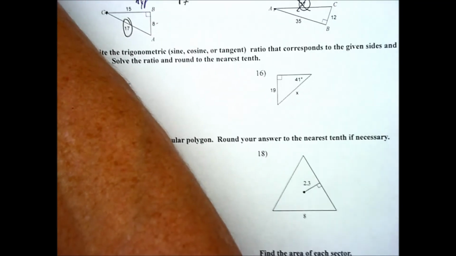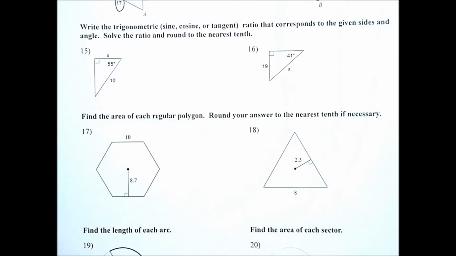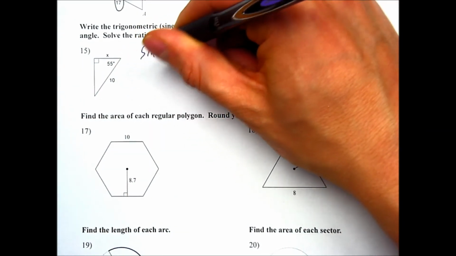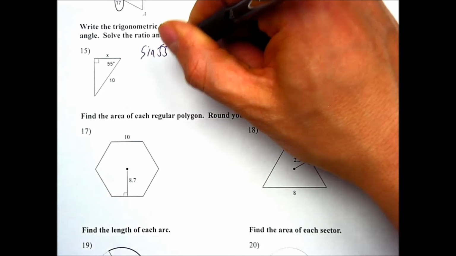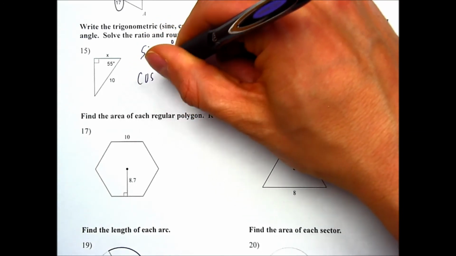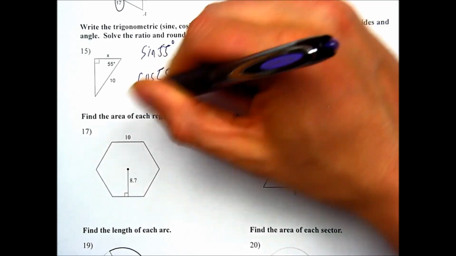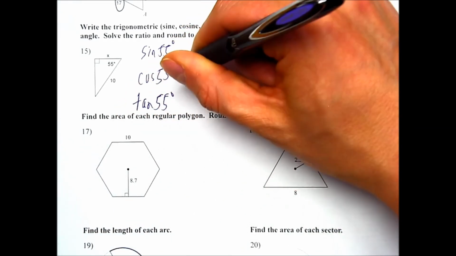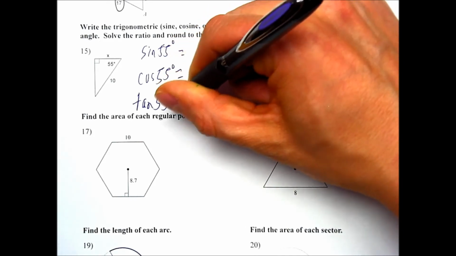All right, next one, question 15. Here we're looking at, again, sine, cosine, and tangent, just looking at a different aspect of it. So the sine of 55, cosine of 55, and the tangent of 55. One of these ratios is the proper ratio. The other two are not useful here.